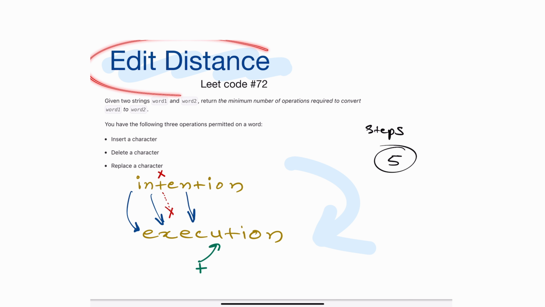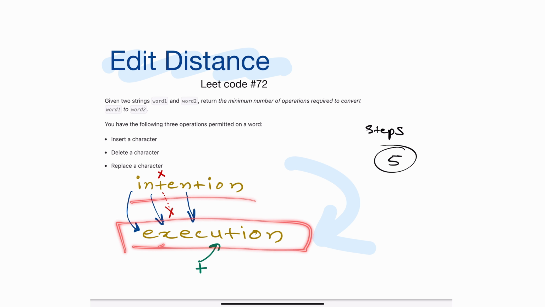This is all about the question. This is a Google interview question. Even though this looks simple, this question filters out 90% of the candidates in the technical interview. So pay attention to this one. Since our intention is to convert this string, proper execution is important.